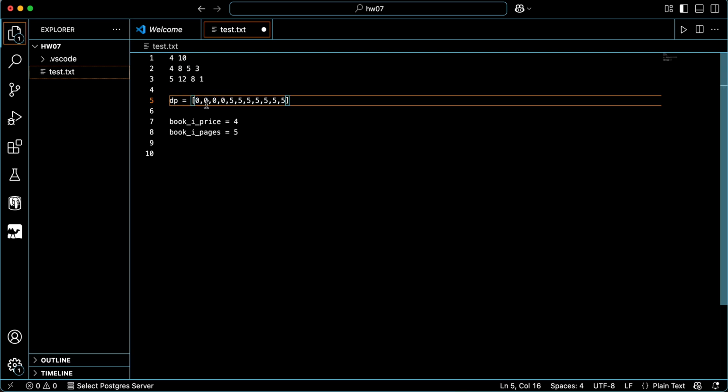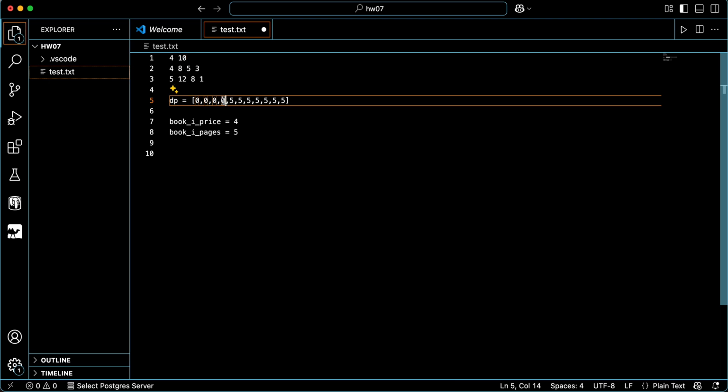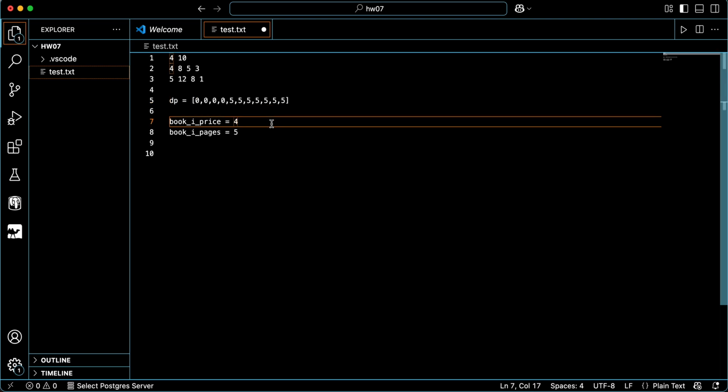Anything below that, we can't spend the $4, right? At $3, you can't spend $4 to get 5 pages. So when you're just looking up until the 0th index, you can't spend $3, $2, $1, or $0 to get any pages. This is what our DP table would be like if we only knew that. The next part of this, let's look at the next book.